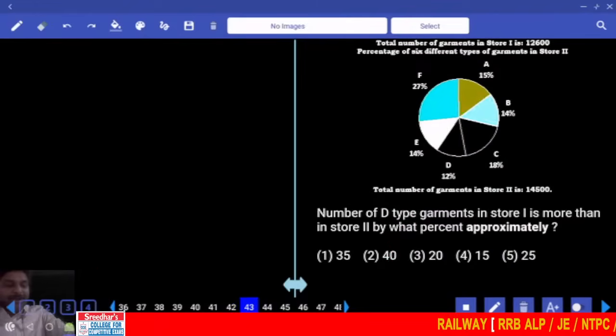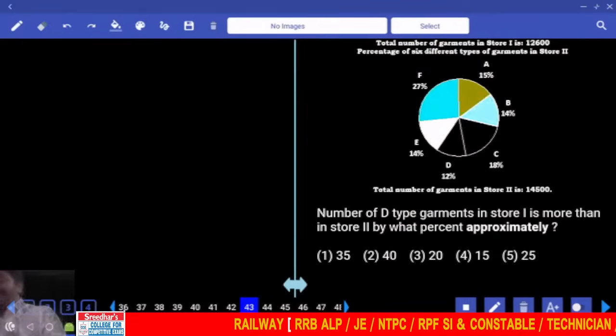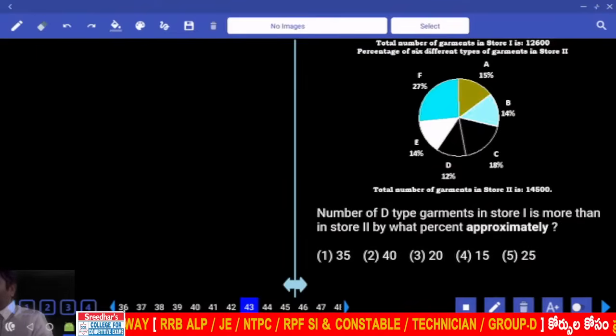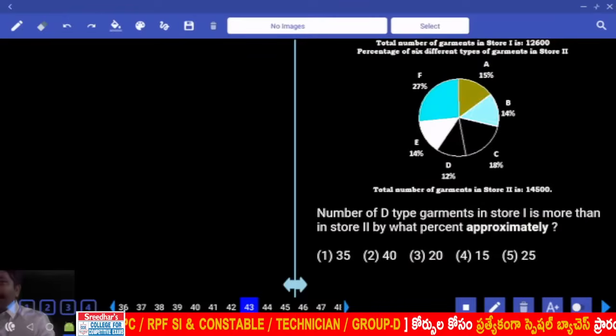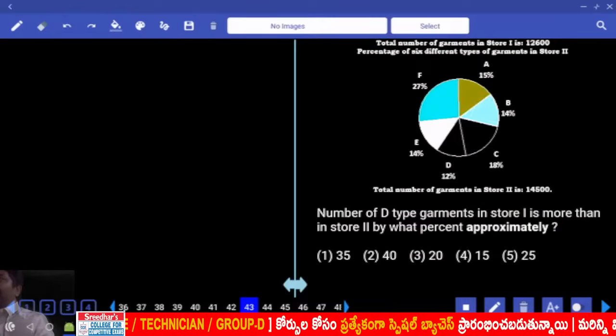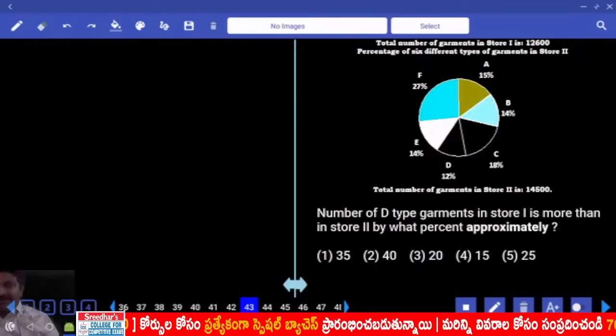Number of D type of garments in store 1 is more than store 2 by what percentage approximately? Okay, let us calculate what percent it is. Then we can convert into how much percentage more. Last time also we did this type of question. If your salary is 150% of my salary, how much percentage more is your salary than my salary? 50%. So let us identify what percentage it is.